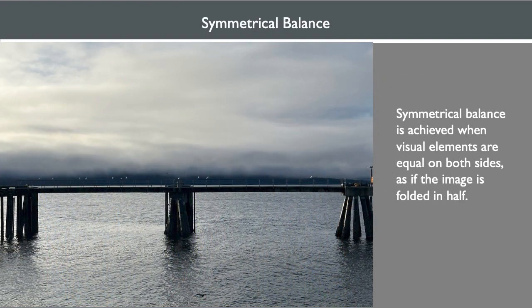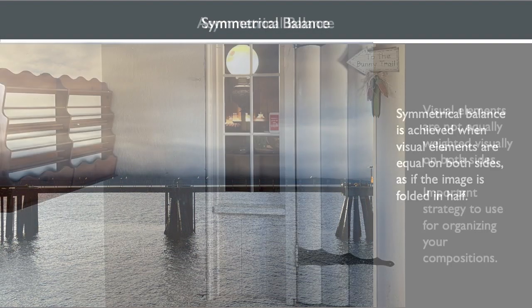Symmetrical balance is achieved when visual elements are equal on both sides, as if the image could be folded in half. When trying to incorporate symmetrical balance in the natural world, the visual elements are rarely in true perfect symmetry. So approximate symmetry is still predominantly symmetrical and accepted as visually symmetrical.